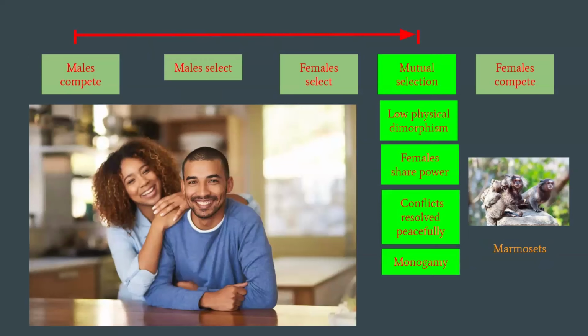We've gone from a place where males are competing, if we were high dimorphic, that's what was going on, to mutual selection, low physical dimorphism, females sharing power, conflicts resolved peacefully because we're domesticated now, and monogamy, just like the marmosets.